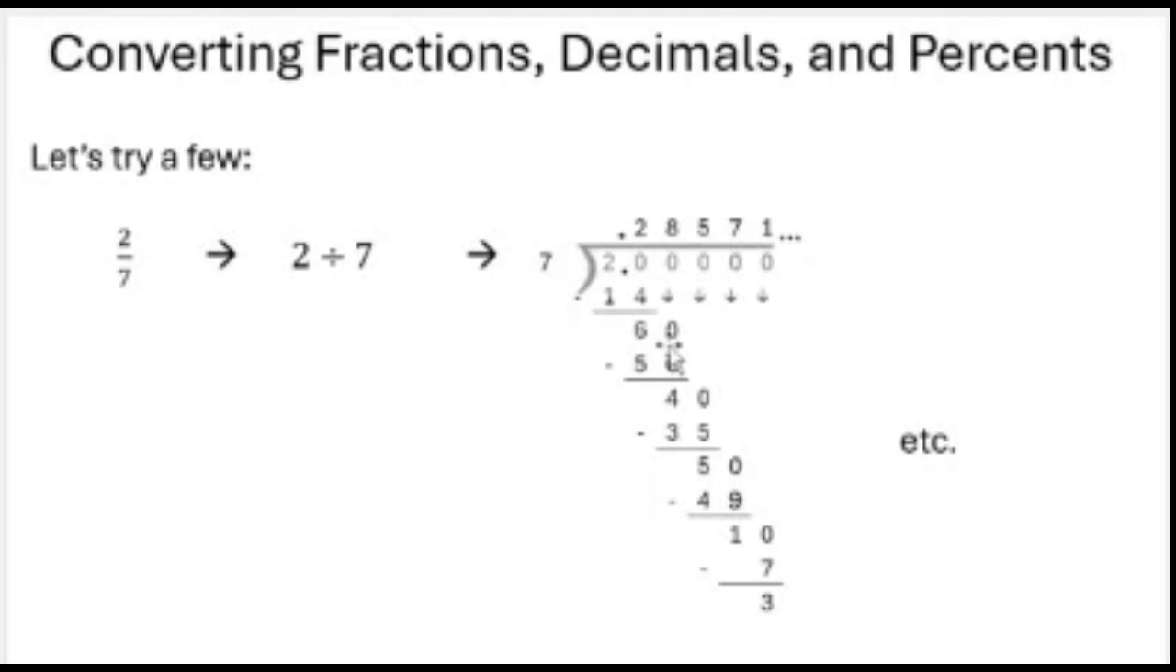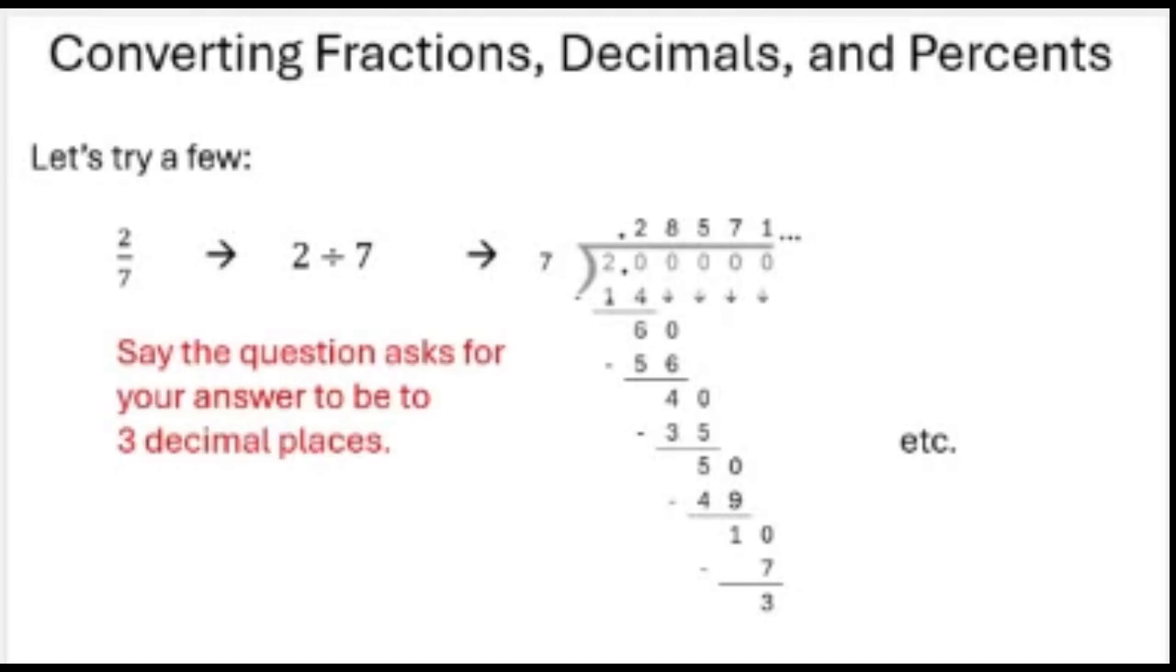How many 7s fit into 60? 7 times 8 is 56. So 8. 8 times 7 is 56. Subtract, you get 4. Bring down the next 0 and repeat. So this is just going to keep on going, it looks like. I'm not sure exactly what that decimal ends up being after that. I'm going to stop there, 2.28571. And so maybe the question says give your answer to 3 decimal places.